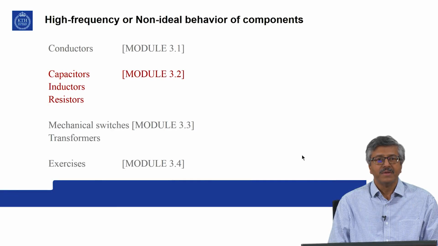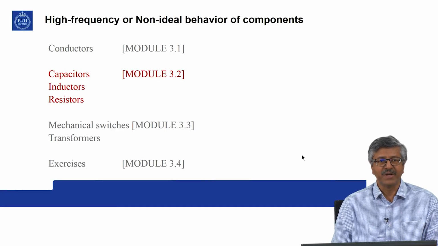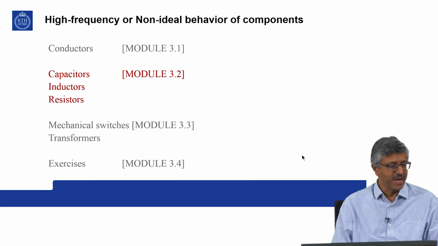Okay. We go to module 2 of chapter 3, continuing with high frequency behavior of electrical components. So, in this module we will handle capacitors, inductors and resistors under high frequencies, how they behave and what are the models we can make to reflect this behavior.